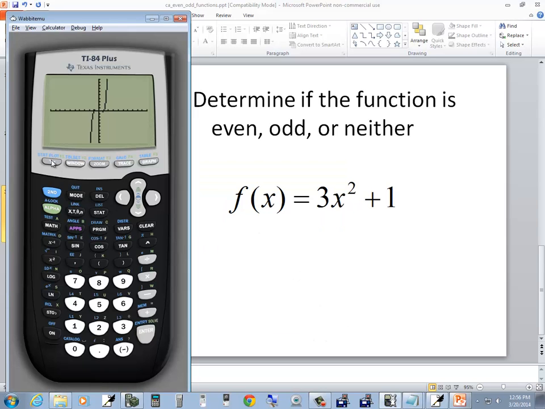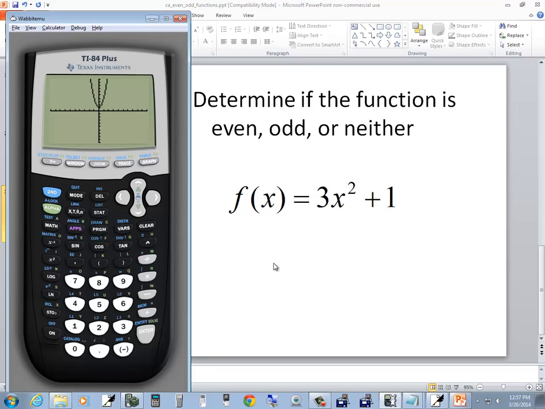Let's take a look at this one. Press Y equals, clear, and I've got 3x squared plus 1, and then I'll press graph. Now notice, if I take the right side of my graph and reflect it across the y-axis, it'll land exactly on the left side of the graph. That means it's even, so this particular one would be even.